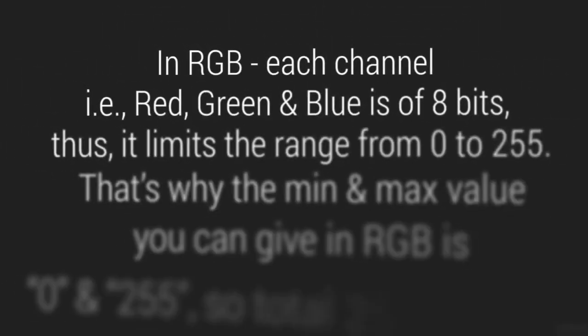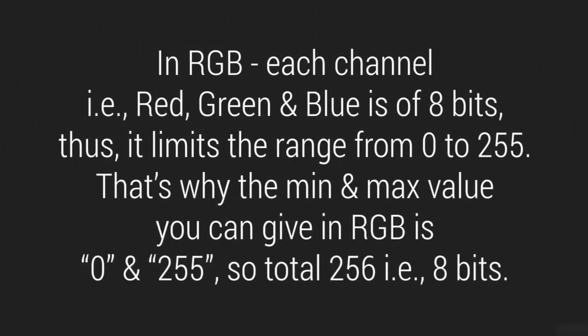The next question, why does RGB values go till 255 only? So as discussed in RGB, each channel, that is red, green and blue, is of 8 bits. Thus it limits the range of 0 to 255. That's why the minimum and maximum value you can give in RGB is 0 and 255. So total is 256. That is 8 bits.